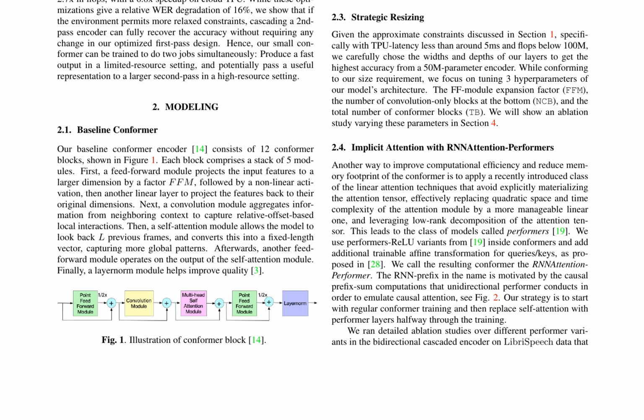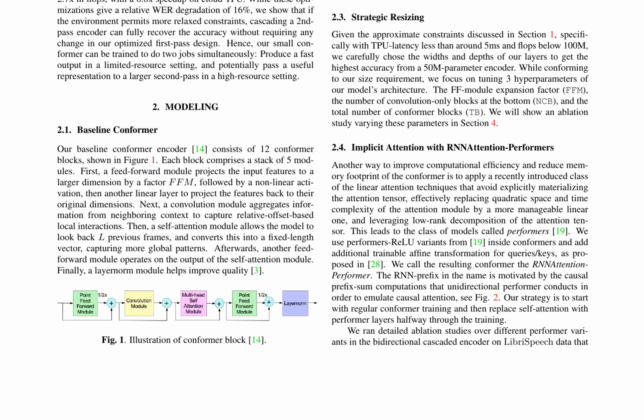Lastly, the authors explore the use of linear attention techniques, specifically performers, to improve computational efficiency and reduce memory footprint. They use performers' ReLU variants from [19] inside conformers and add additional trainable affine transformations for queries and keys, as proposed in [28]. The resulting conformer is called the RNNAttention-Performer. The authors' strategy involves starting with regular conformer training and then replacing self-attention with performer layers halfway through the training. Detailed ablation studies over different performer variants in the bidirectional cascaded encoder on LibriSpeech data are conducted.